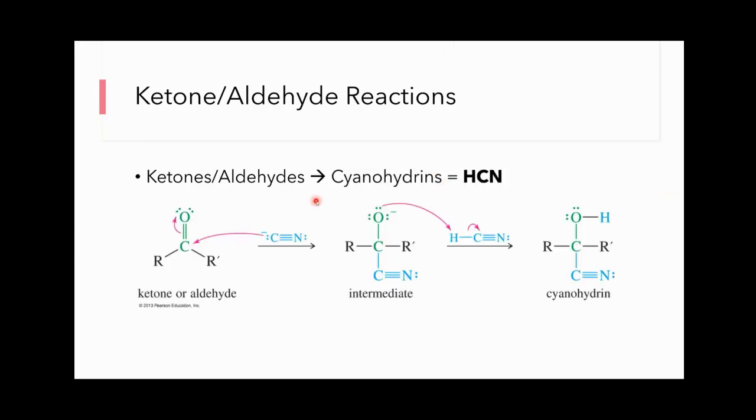Right. So if you want to make cyanohydrins, which is a carbon with a CN attached to it and an alcohol, you'll just do a regular SN2 attack and a proper workup to get that alcohol.